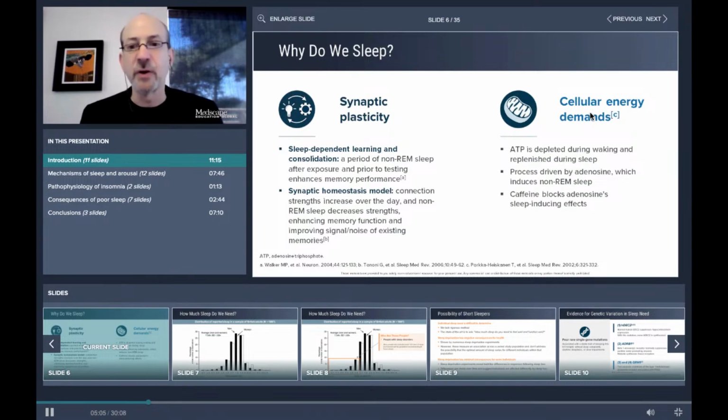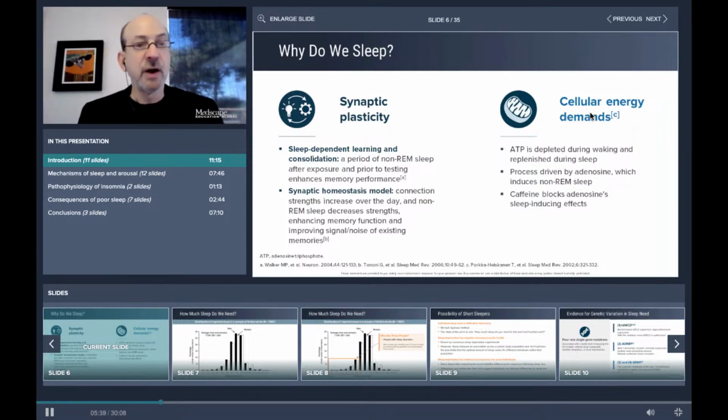Another big theory is cellular energy demand. The key observation in that theory is that the longer we're awake, the more we deplete ATP, the primary energy source in the brain, and those high phosphate bonds. We deplete those phosphate bonds from ATP in cells in the brain, and increasingly run that battery down, if you will, while we're awake. And that's primarily reflected in a buildup of adenosine-related modulators.